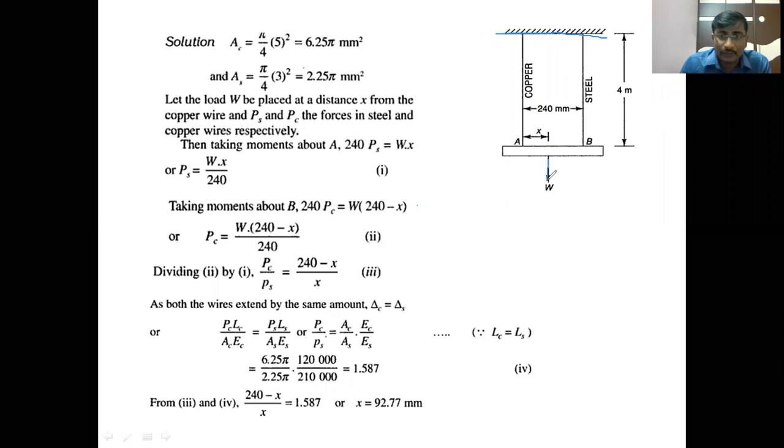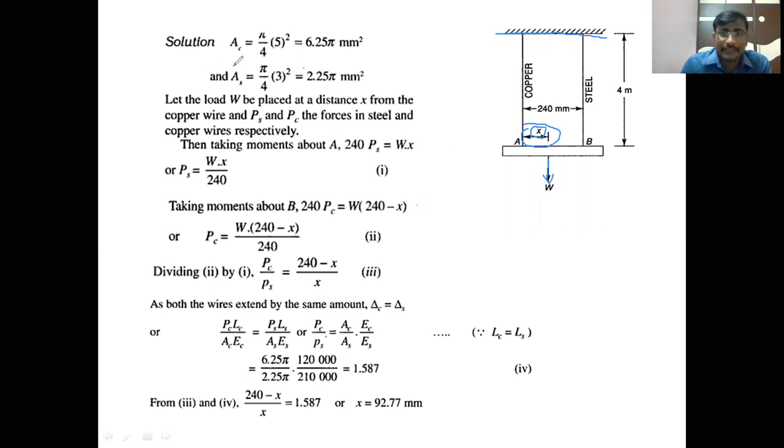If we apply the load W on the horizontal bar, copper and steel elongate. So we have to find the position of W, that is X from the copper. Let us take X from the copper. So you should find the X distance of the load from the copper wire, and also the load shared by each material, stress induced in each material, and elongation of the copper and steel wires. These are the things to find. So let us go for the solution.